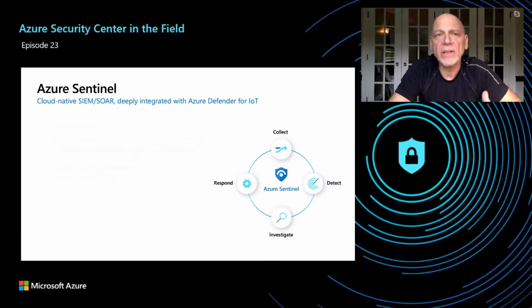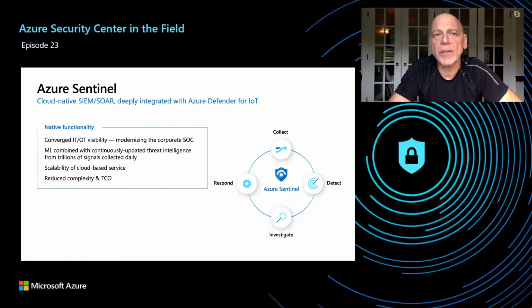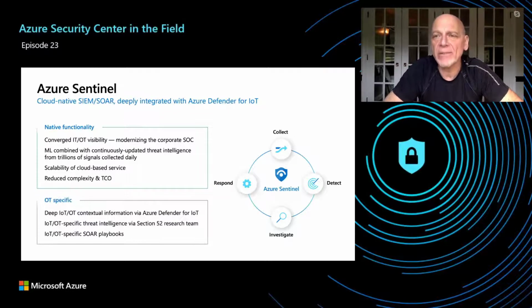So Sentinel has all the benefits you would expect from a cloud-based service in terms of simplicity, scalability, reduced cost of ownership. But in addition, it's being enhanced with OT-specific capabilities, such as a deep integration with Azure Defender for IoT to receive information not just about the alerts, but the assets that were involved in the incident. It's benefiting from the threat intelligence we just talked about. And we're also building a set of specific SOAR playbooks, automated response playbooks, specific to IoT and OT.